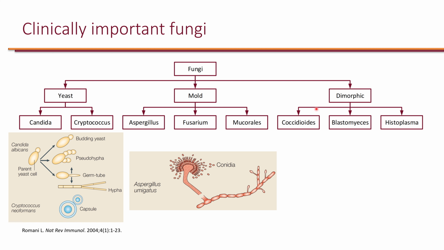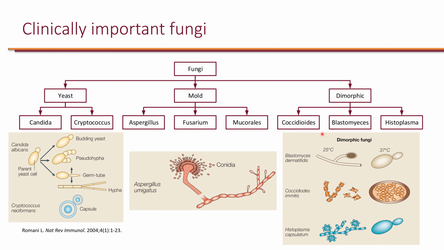And lastly, we have dimorphic fungi, and these can actually grow as both mold and yeast. They look filamentous and behave like molds at room temperature, but at body temperature, they actually behave like yeasts. And that's why they are called dimorphic.